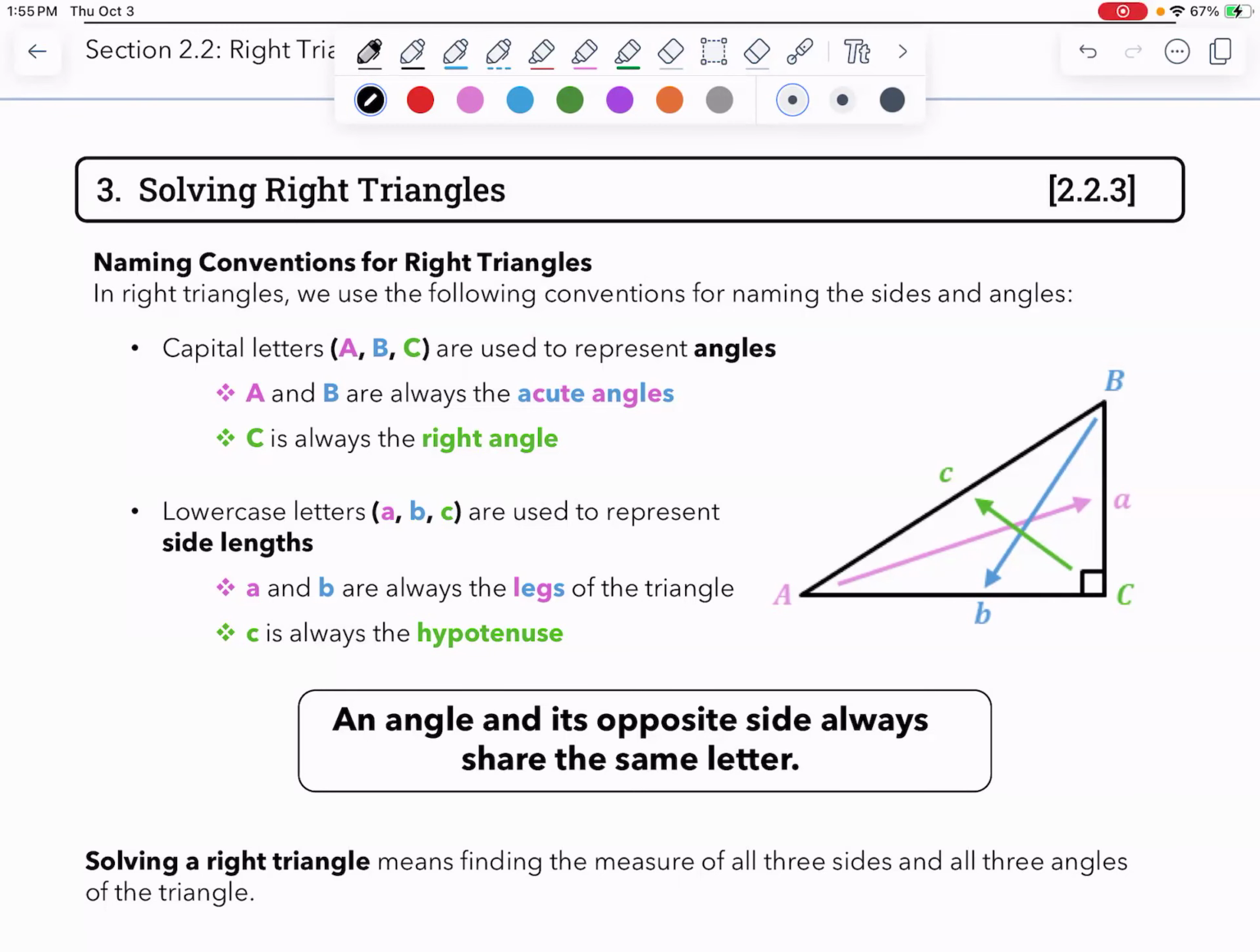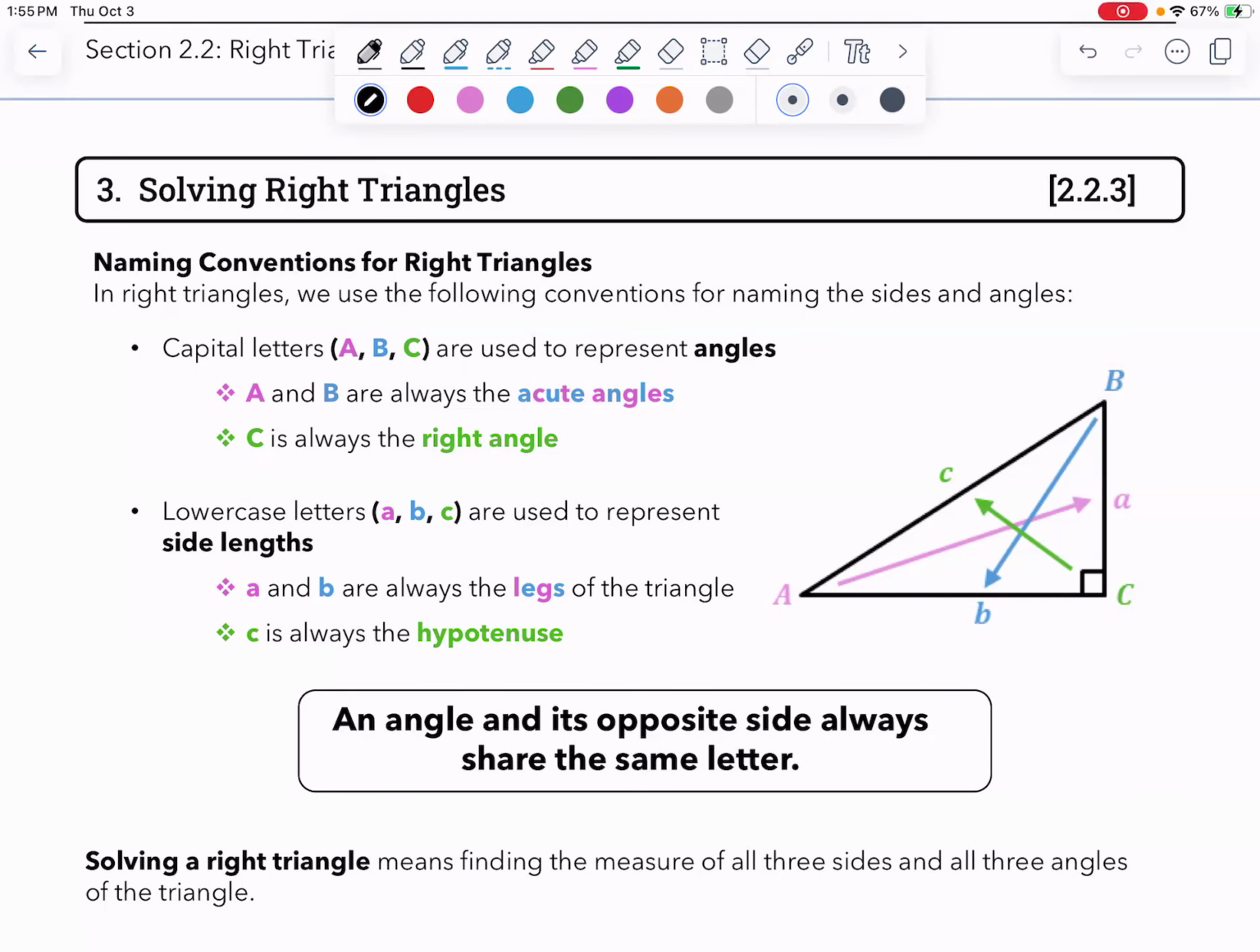Solving right triangles. Okay, a lot of this isn't new. A lot of what solving right triangles is, is things we've done up to this point in this semester. However, we now have new machinery that allows us to do a little bit more for solving right triangles. So we're going to cover the whole thing at once.